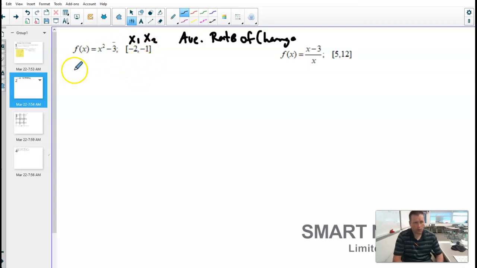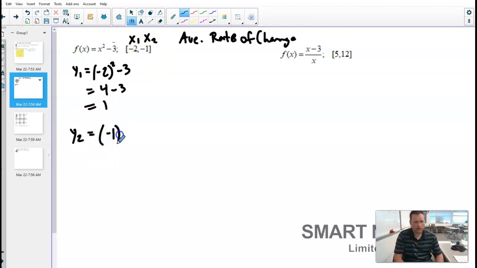And so to find my y values, for example, to find y1, I'm going to plug x1 into my equation. So I'd go negative 2 squared minus 3. That'll give me 4 minus 3, which will give me 1. So y1 is 1. Then to find y2, I'm going to plug in x2. So I'll have negative 1 squared minus 3. Squaring that will give me 1 minus 3, which will give me negative 2. So these are my y1 and my y2.